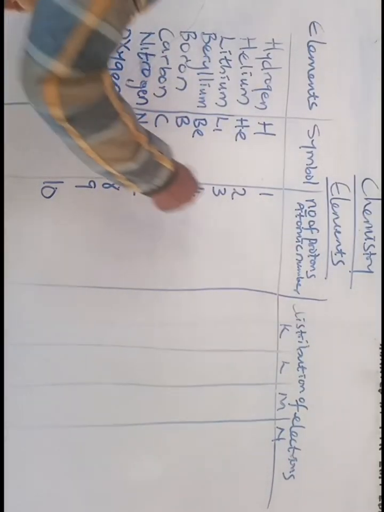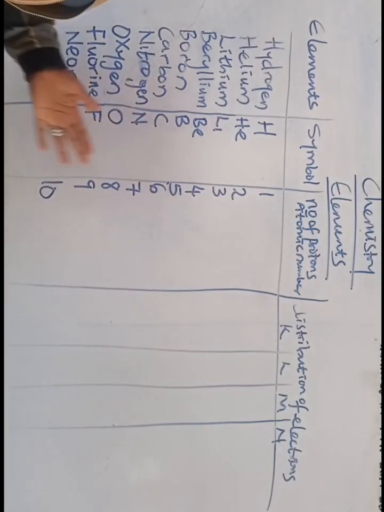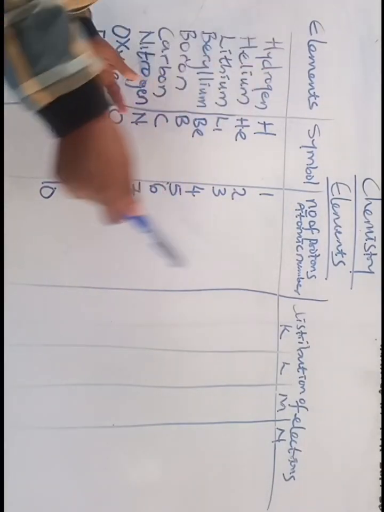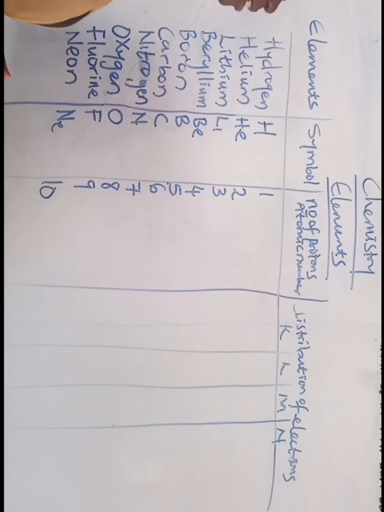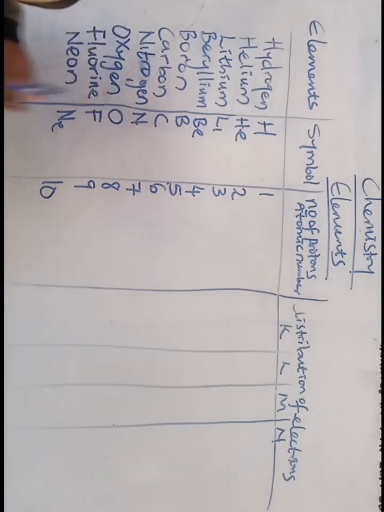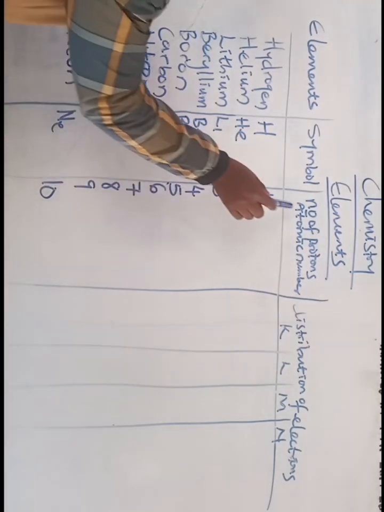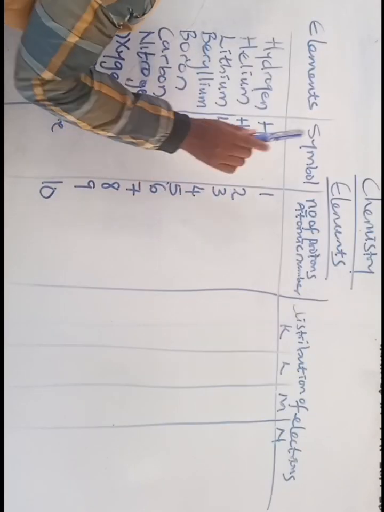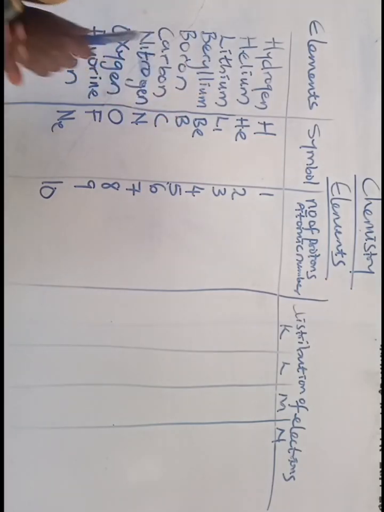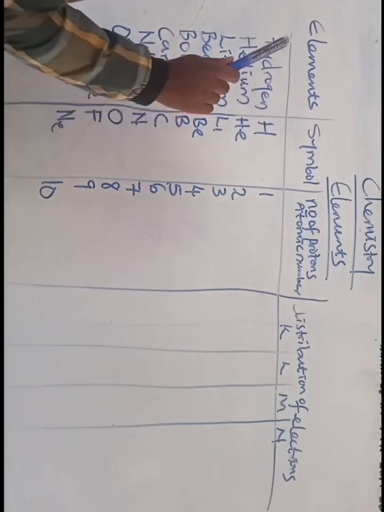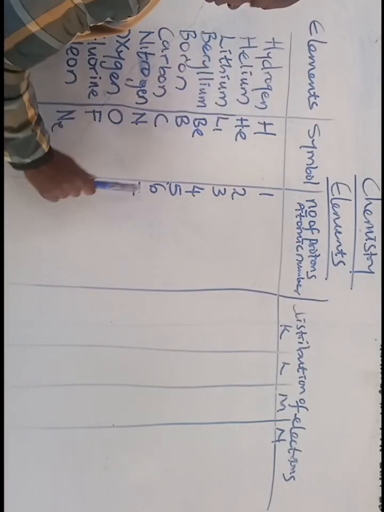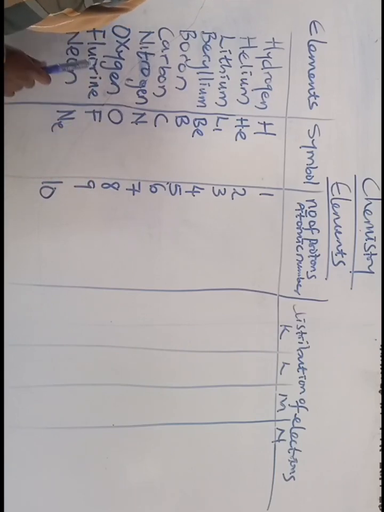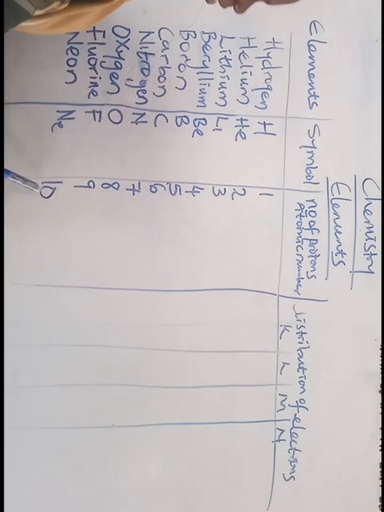And the protons, which is the atomic number, in the few videos that we have done, we explained atomic number, atomic masses. So here we have the atomic number, which is also the number of the protons. So I have 1, 2, 3 for lithium, 4 for beryllium, 5 for boron, 6 for carbon, 7 for nitrogen, oxygen is 8, fluorine is 9, and neon is 10.